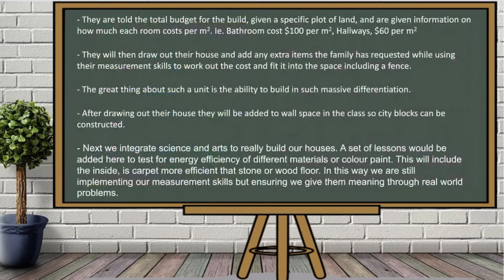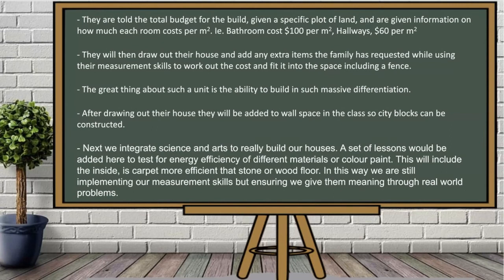They're then told the budget for the build, and they're given a specific plot of land in the area and perimeter, and they're given information on how much each room costs per square unit. For example, the bathroom would cost $100 per square unit, or the hallways might cost $60 per square unit. They will then draw out the house and add in the extra items the family has requested, while using their measurement skills to work out the cost and fit it into the space, including a fence.